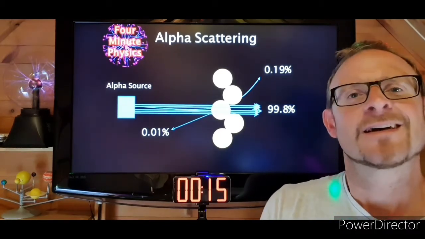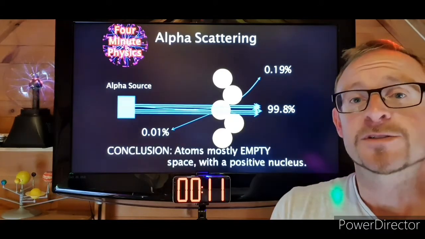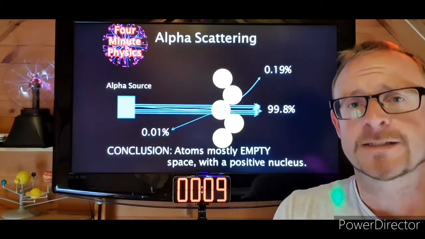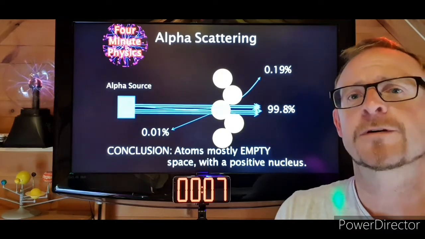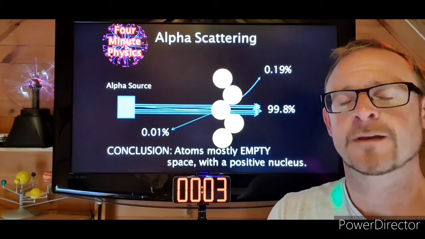Now this led Ernest Rutherford, who conducted this experiment, to conclude that the atom was in fact mostly empty space, and it had a positive nucleus that deflected the positive alpha particles.